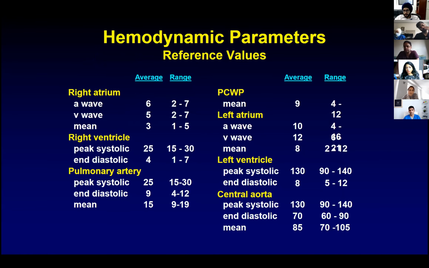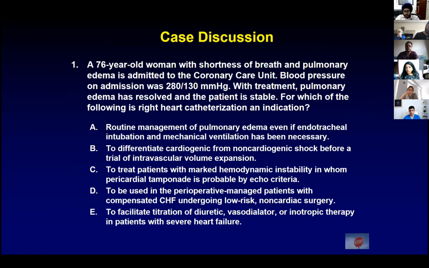So these are normal reference values, which we went over while discussing the individual pressures. Let's go over a few cases. This is a 76-year-old woman coming to you with shortness of breath and pulmonary edema. Blood pressure is 280 on admission. With treatment, her pulmonary edema resolves and the patient is stable.